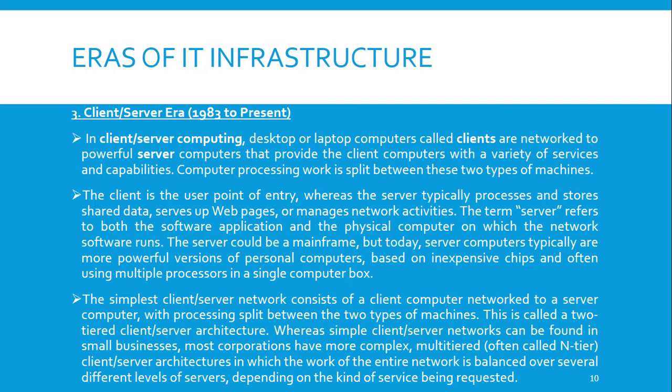The third era of IT infrastructure was the client-server era, which can be traced back to 1983. In client-server computing, desktop or laptop computers called clients are networked to powerful server computers that provide the client computers with a variety of services and capabilities. Computer processing is split between these two types of machines. The client is the user point of entry, whereas the server typically processes and stores shared data, serves up web pages, or manages network activities.